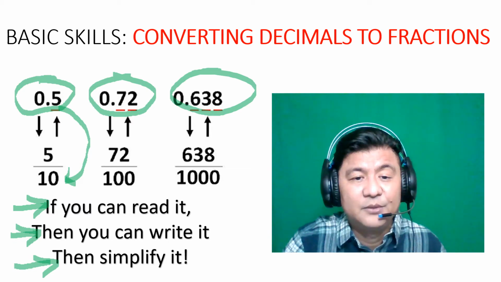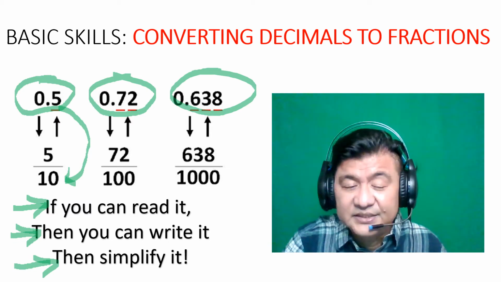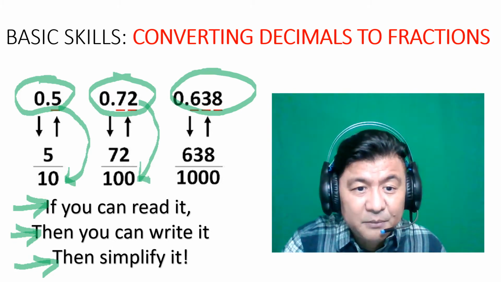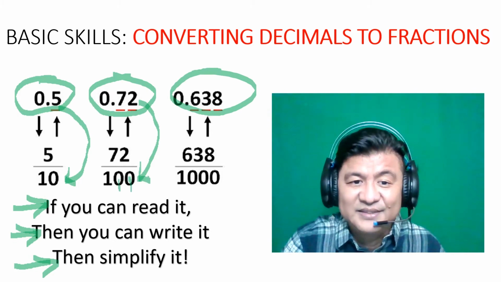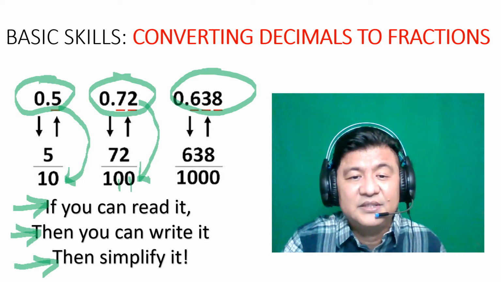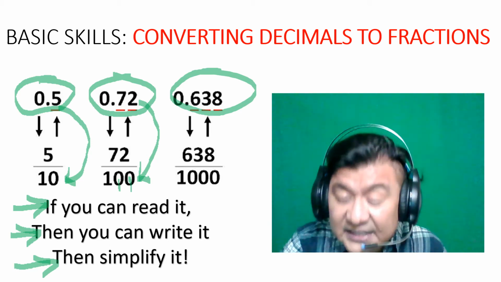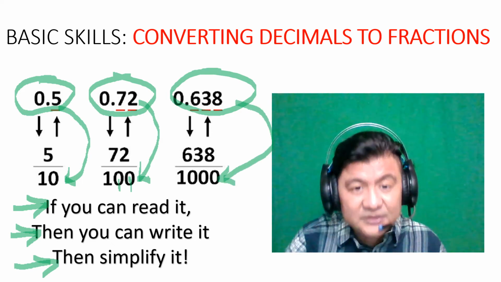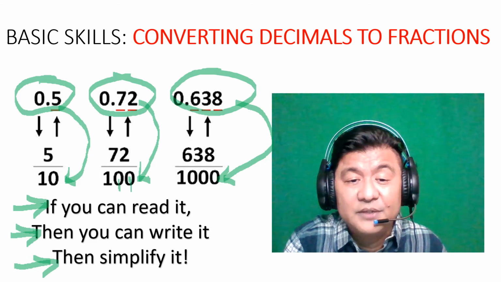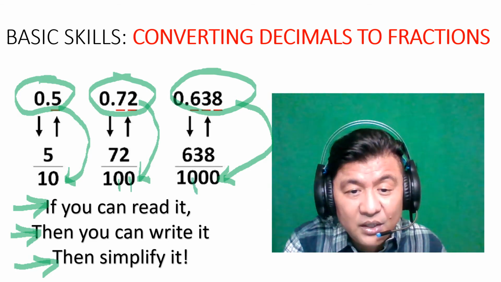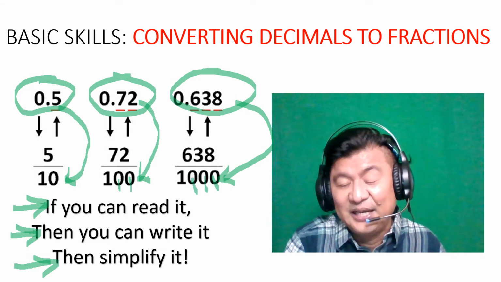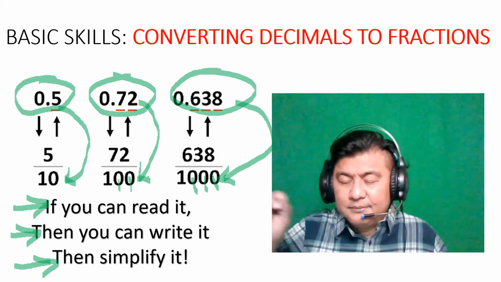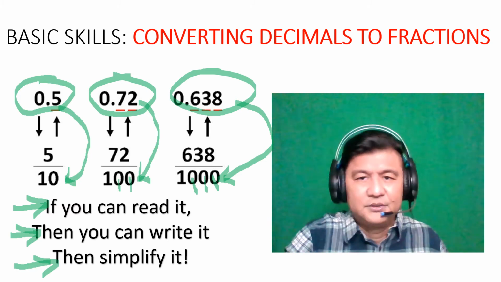So how do I read the second one? 72 hundredths. Hundredths has 100 under it. And two decimal places means there are two zeros there. Check it out. All right. Now, this is 638 thousandths. See, I read it, I write the word thousandths under thousandths. And if you look at the number of places, 1, 2, 3, thousandths has 1, 2, 3 zeros. That will help you. Again, if you can read it, then you can write it, then simplify it, and that's it. You're done.